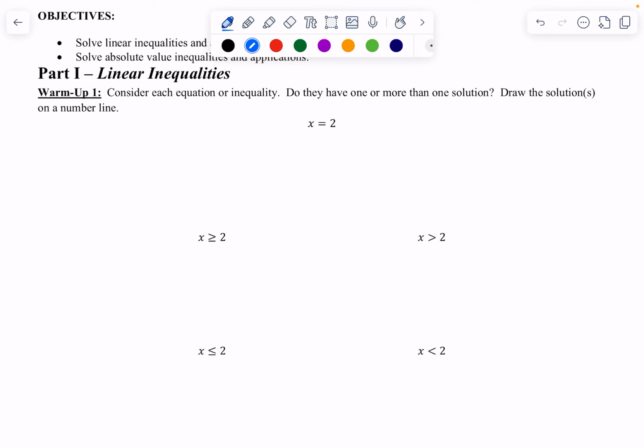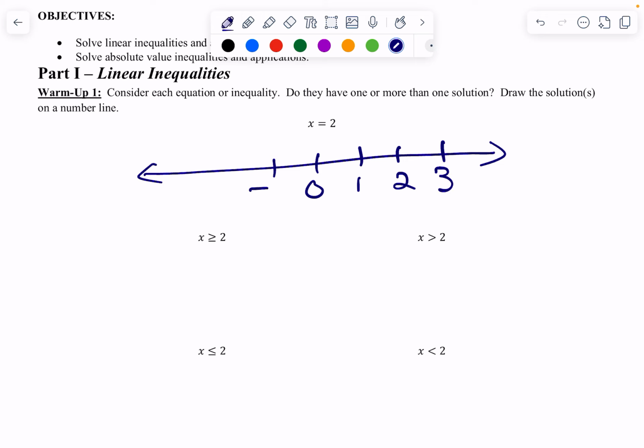So first, we're going to need a number line here. Zero in the middle, and then we're going to go towards the negatives also. Now, x equals 2, so that means that the only solution for this one is 2, so it will be a closed, which is a shaded in dot.